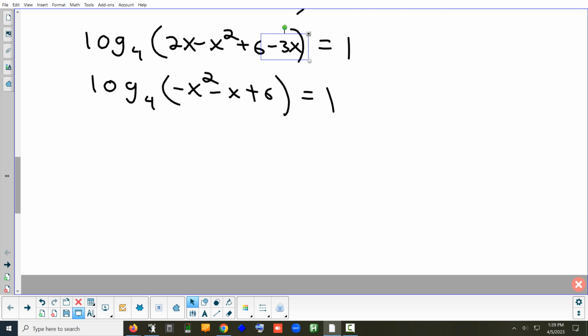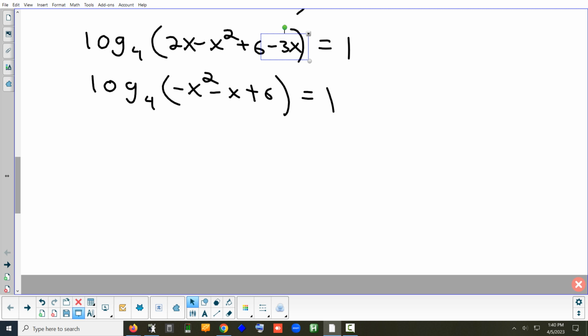Okay, so we've combined everything together in a single log. What can we do with that now? Something we learned on Monday. The first thing we learned how to do with log equations: turn it into an exponential.